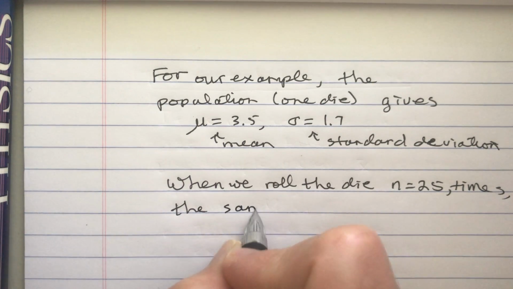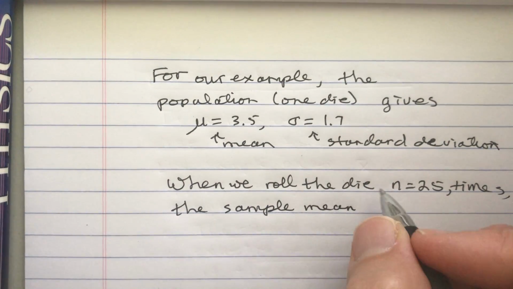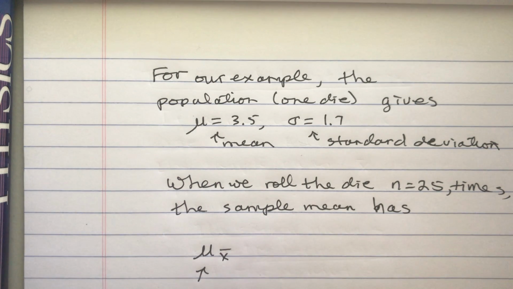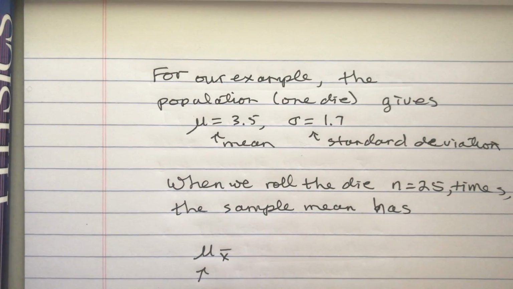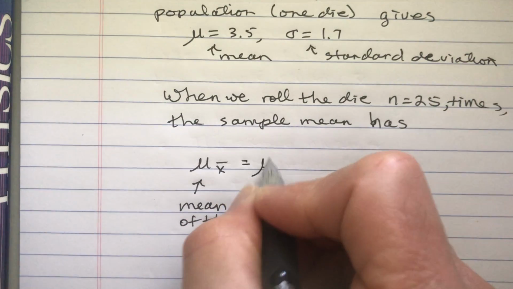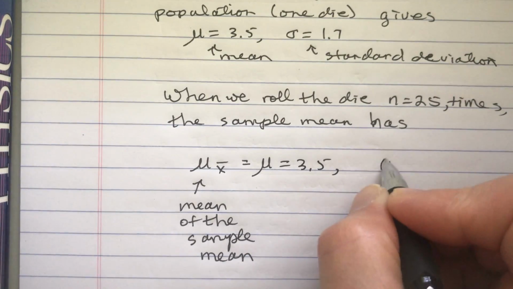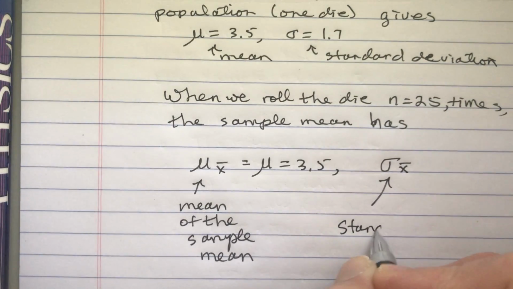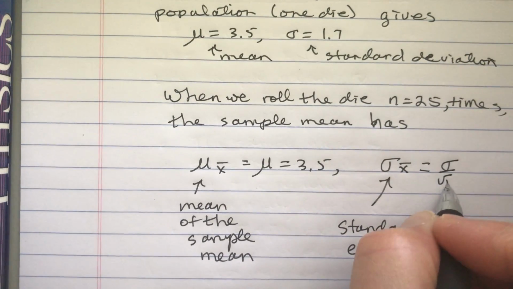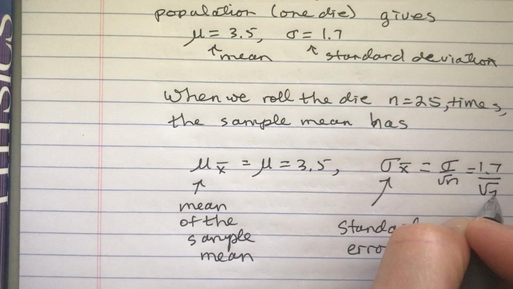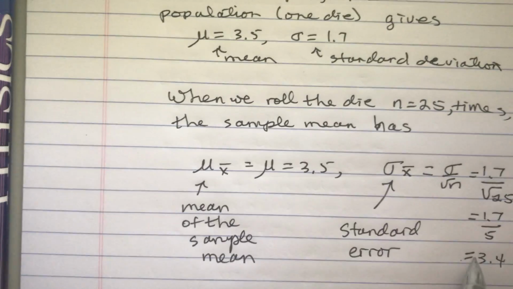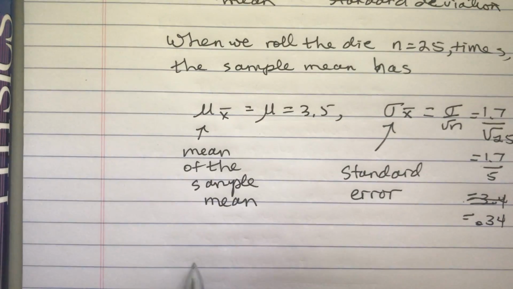the sample mean has mu x bar, the mean of the sample mean. It's a mouthful, so sometimes we say the expected value of the sample mean. So it's mu, and that's 3.5. But sigma x bar, the standard error, is going to equal sigma over the square root of n, which is 1.7 divided by the square root of 25, that is 1.7 divided by 5, which gives, sorry, 0.34.